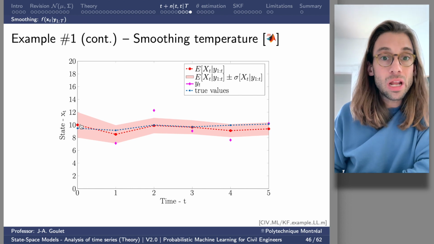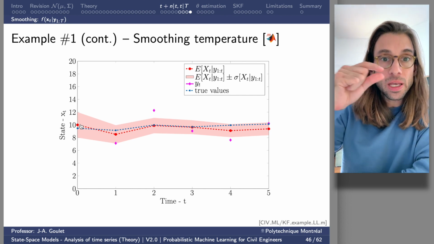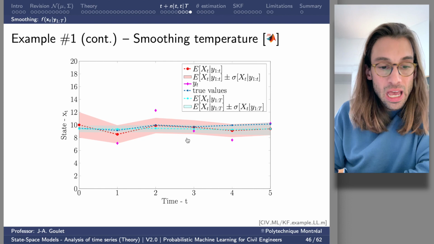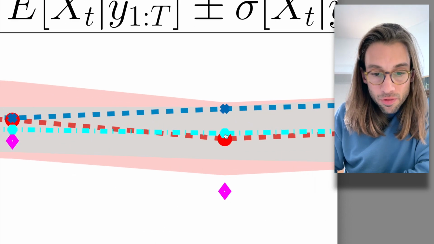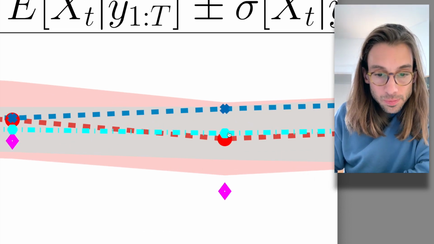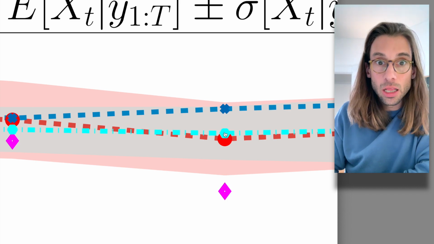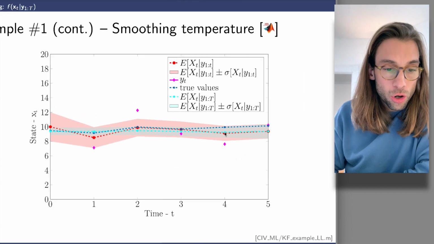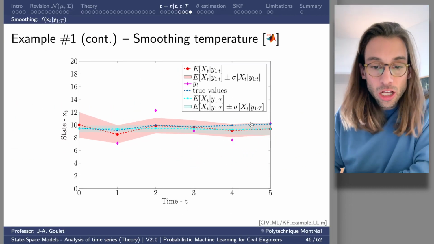Now what would happen if I did smoothing? I would propagate that information backwards. And this is what we see here in that cyan or turquoise color line and confidence region.